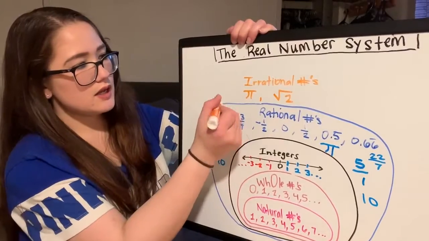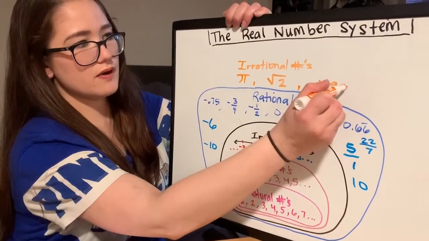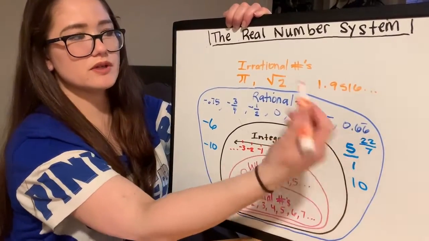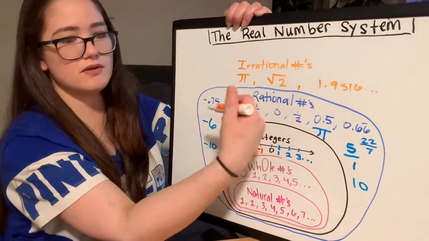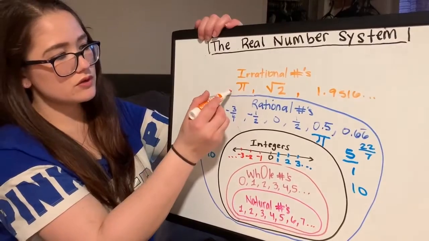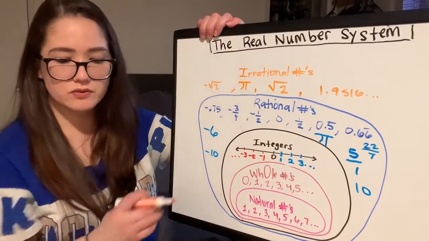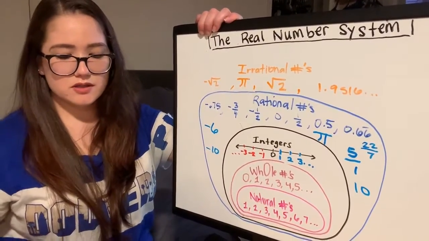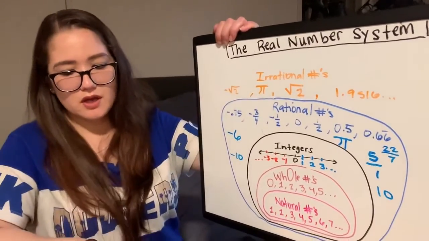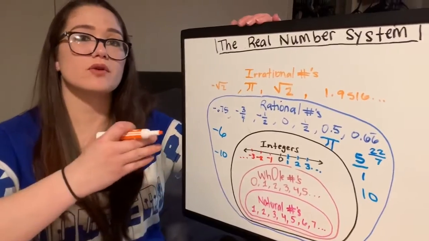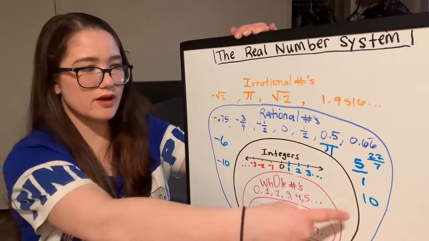So we're going to take the number 1.9516. That decimal is an ongoing decimal and never ends, so that is an irrational number. And then also it goes to the negative side. So a negative square root of 2, a negative square root of 5. So these are all irrational numbers. But any whole numbers, like I said, any negative whole numbers, positive whole numbers, those integers, those are all in the umbrella of the rational numbers.